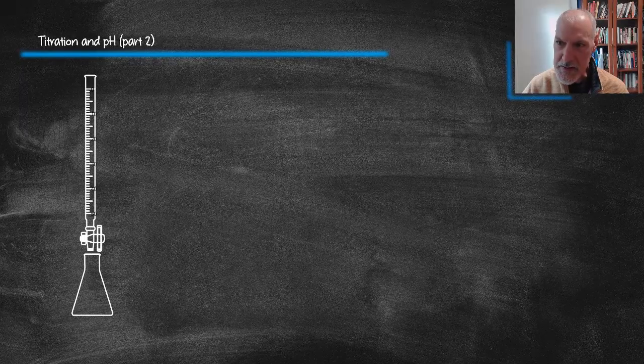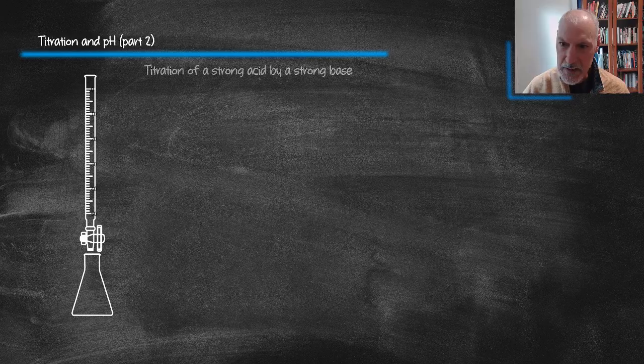Welcome to Titration in pH Part 2. I want to begin by reviewing a strong acid, strong base titration. So for my strong acid, I'll use hydrochloric, and my strong base, sodium hydroxide. The result, table salt and water.